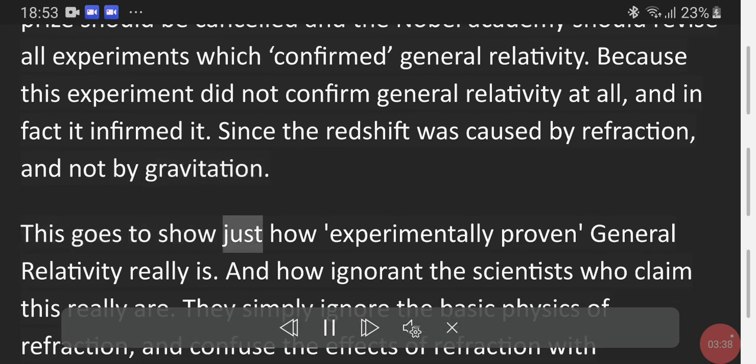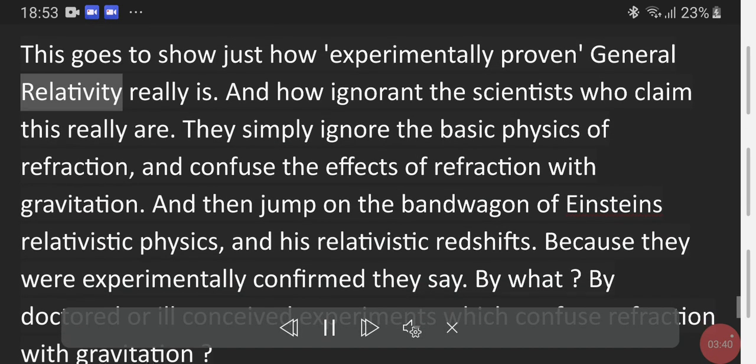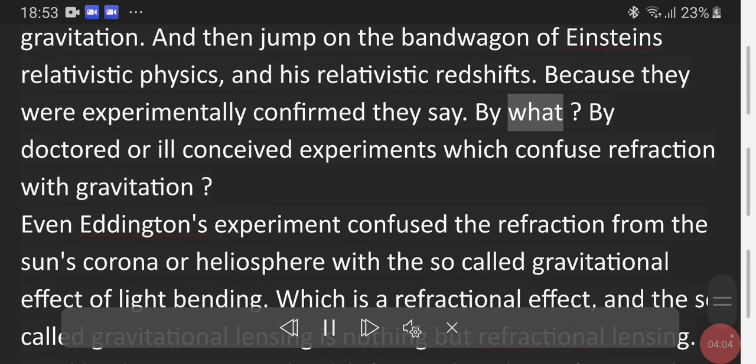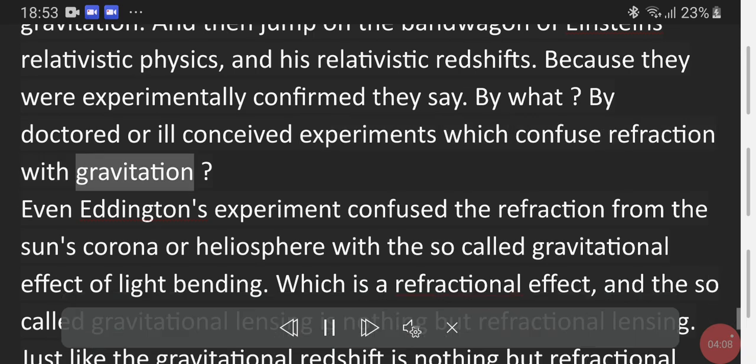This goes to show just how experimentally proven general relativity really is, and how ignorant the scientists who claim this really are. They simply ignore the basic physics of refraction, and confuse the effects of refraction with gravitation. And then jump on the bandwagon of Einstein's relativistic physics, and his relativistic redshifts. Because they were experimentally confirmed, they say. By what? By doctored or ill-conceived experiments which confuse refraction with gravitation.